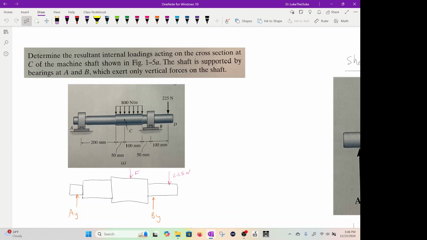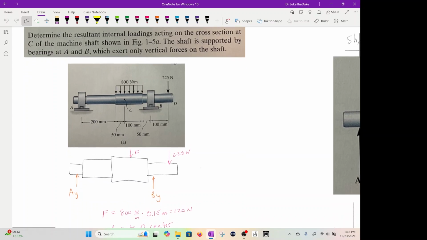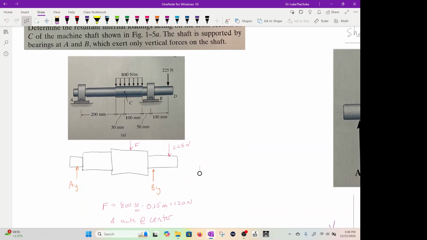So we have AY, we have F, which is a function of that distributed load. We have BY, which is at that bearing. And then we have 225, which is not at the end, but inwards a little bit on the shaft. Okay. Now, how do we find F? Well, this is basically a uniform one. So you take 800 and you multiply by that distance, which is 0.15 meters. So that's 120 newtons, and it acts right at the center of that section of that shaft.